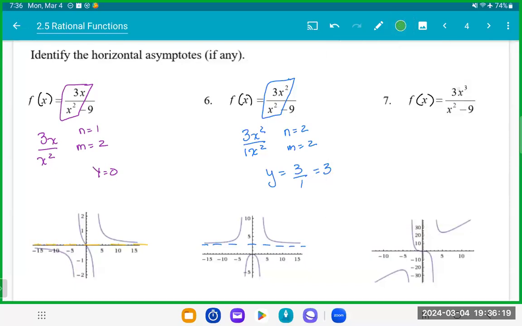And our last one here, you can see that we have 3x cubed over x squared. So n equals 3, m equals 2. My n is greater than my m. Therefore, I have no horizontal asymptote. Okay, question.